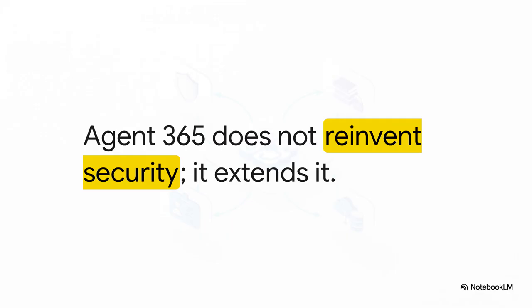Now, this next point is going to be a huge sigh of relief for IT teams everywhere. Agent 365 doesn't reinvent your enterprise security. It just extends it. Seriously, you don't need to tear down your existing infrastructure or learn some completely foreign security paradigm from scratch. Instead, Agent 365 acts as a unified orchestration layer. It seamlessly binds these new autonomous agent operations directly to the exact security services your enterprise is already invested in, and more importantly, the ones you already trust.